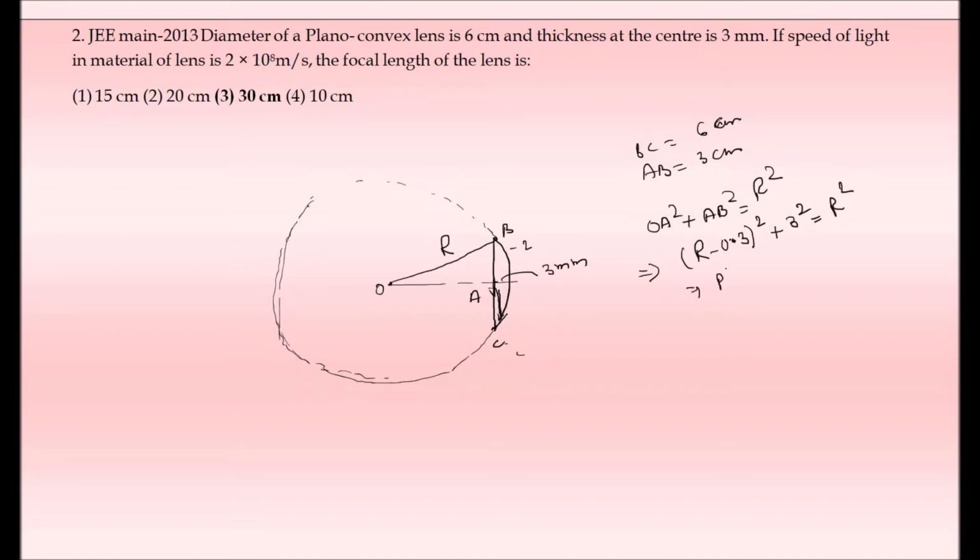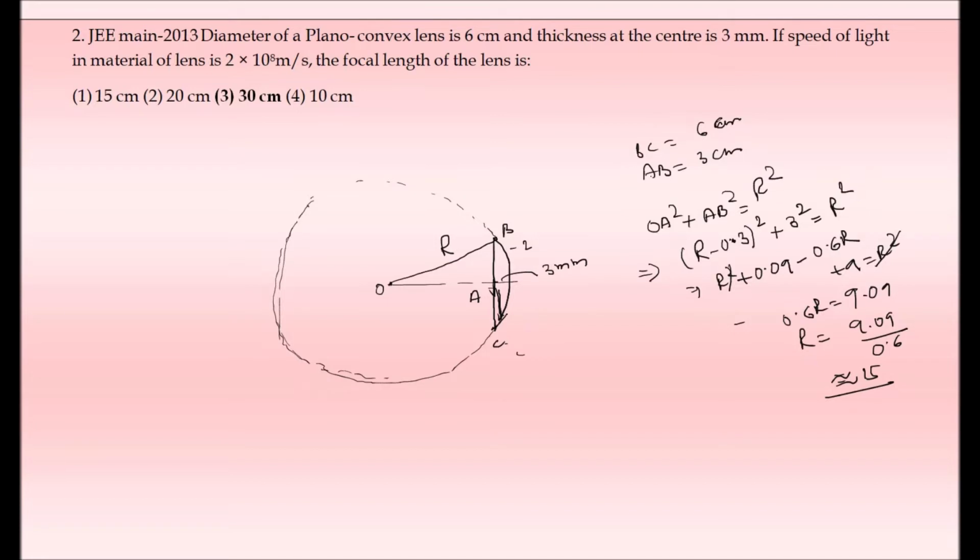From there, if we solve it, R square plus 0.09 minus 0.6 R plus 9 is equal to R square. So from there we get 0.6 R is equal to 9.09, and R is equal to 9.09 divided by 0.6, that is approximately equal to 15. So why did we calculate the radius?